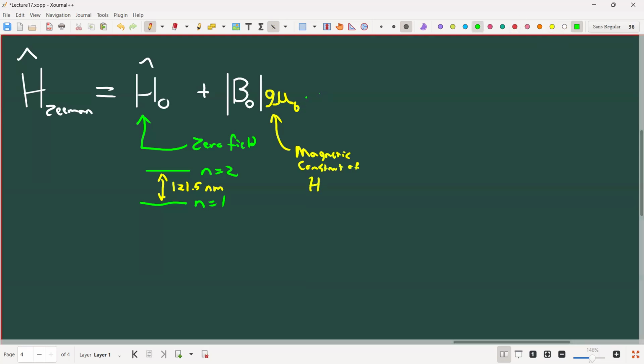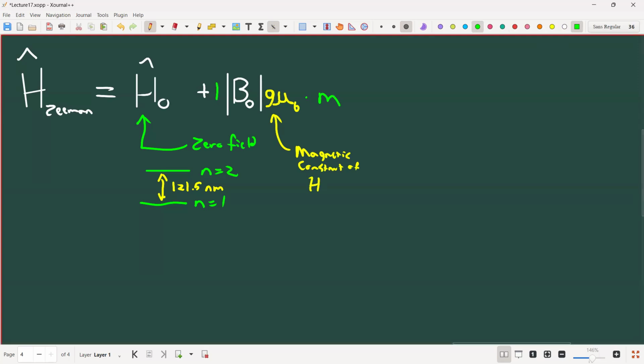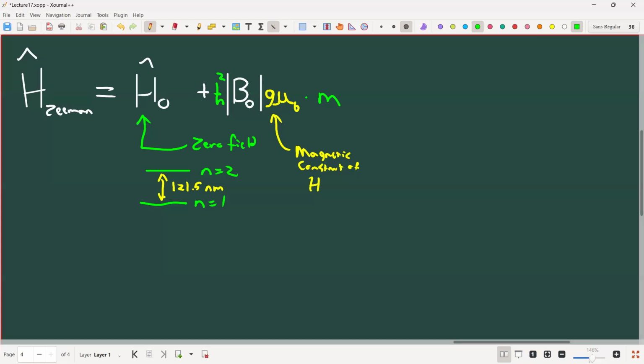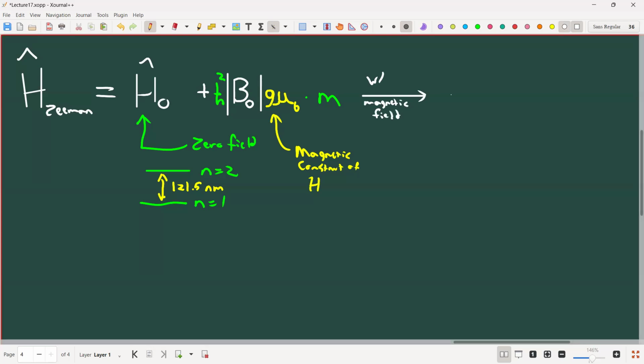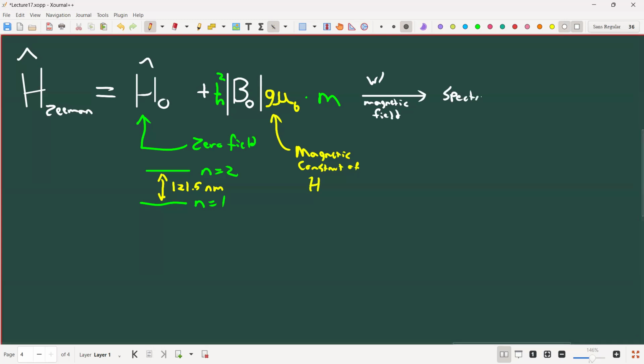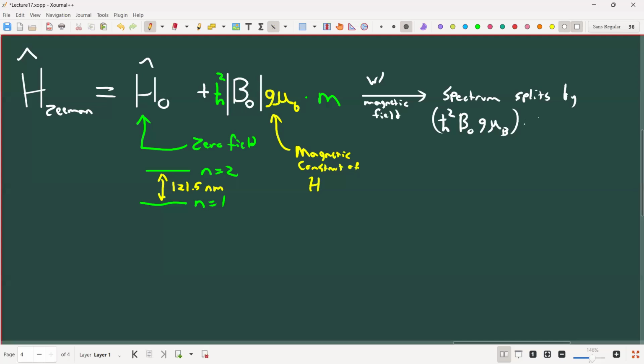Times M. And I'm missing an h bar squared here. Okay, so what this means is that with a magnetic field, the spectrum splits by h bar squared v naught g mu B, which is just a bunch of numbers, times M.